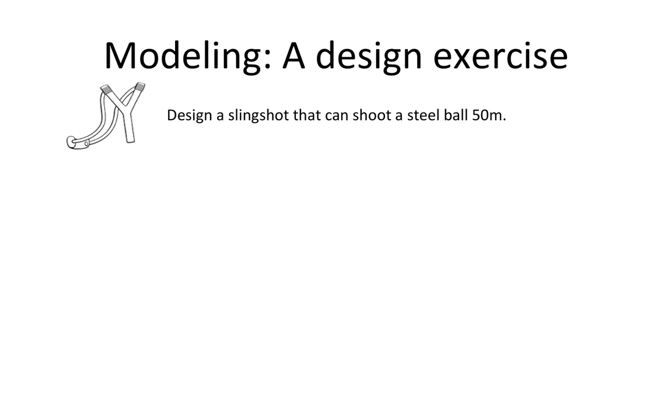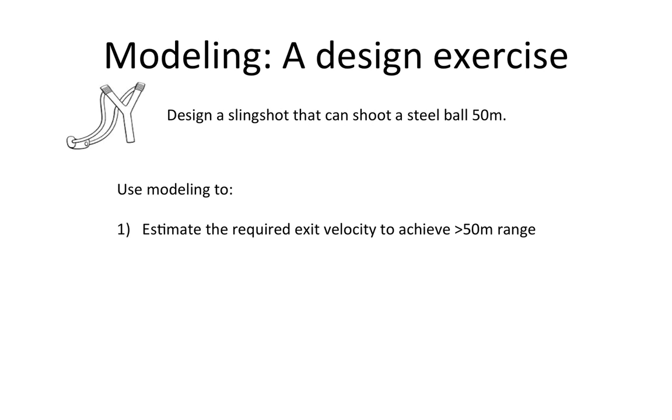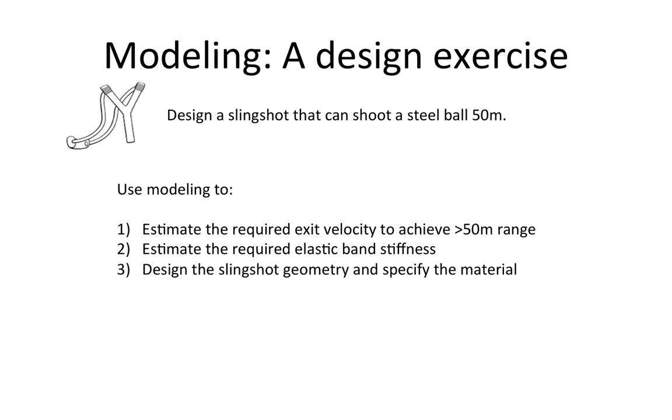All right, so to begin our design, we will design a slingshot that can shoot a steel ball 50 meters. What are the components to the design? First, we'll use modeling to estimate the required exit velocity to achieve a 50-meter range with the slingshot. Second, we'll estimate the required elastic band stiffness to get that same 50-meter range. And finally, we'll design the slingshot geometry and specify the material using a computer-aided design software package.